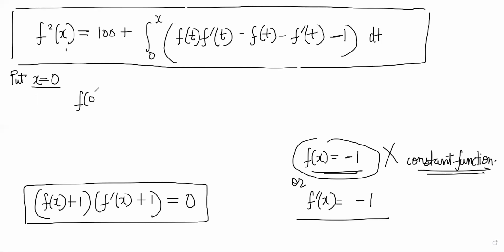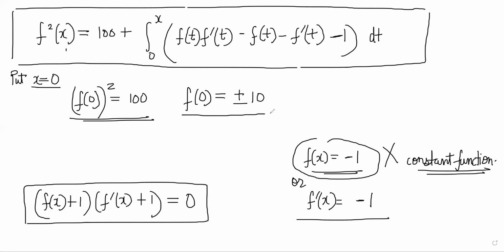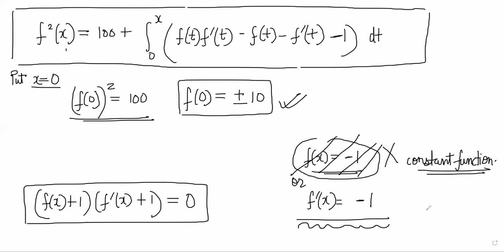You'll get f of 0 whole square equal to 100, and this integral vanishes because it goes from 0 to 0. So f of 0 is coming as either plus minus 10. It is not -1, so it's not a constant function. So this is one fact that you can get from here. And the second thing is f dash x is -1.